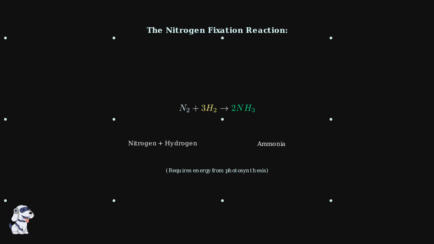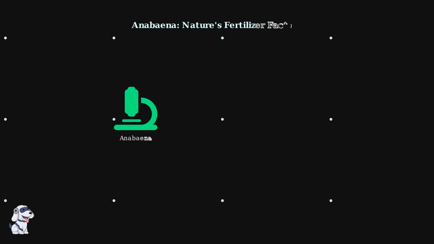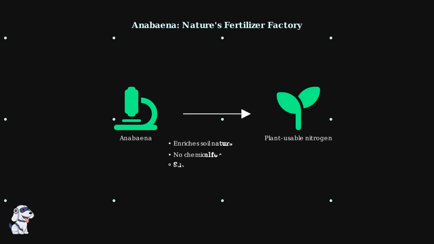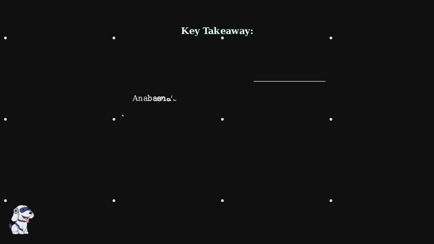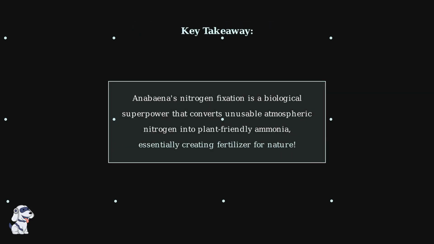This process requires a lot of energy, but Anabaena can do it using the energy from photosynthesis. This process is like Anabaena making fertilizer for the entire environment. The ammonia it produces can be used directly by plants or converted into other nitrogen compounds that enrich the soil. Nitrogen fixation by Anabaena is essential for life on Earth. Without organisms like Anabaena converting atmospheric nitrogen into usable forms, most ecosystems would collapse from nitrogen deficiency.